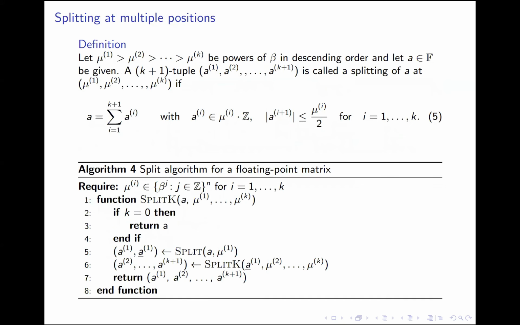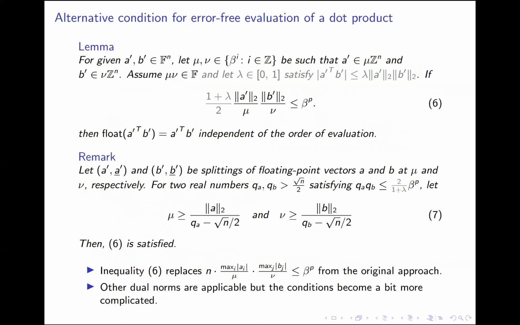So in the actual application, we want to split into k plus 1 tuples. So here's just the generalization. This is very straightforward and can be computed using a top-to-bottom approach: just applying split to the most significant part first, and then recursively splitting the remainder parts until we have the k plus 1 tuples that we are looking for.